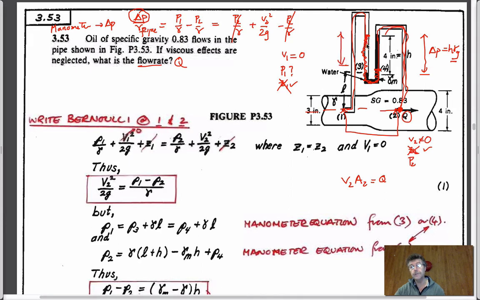This one would be higher. It just means that the pressure differential is in the opposite direction. Okay. Yes? I just don't understand why P3 plus gamma L is equal to P4 plus gamma L. I don't think that's clear. Say that again. P3 plus gamma L equals P4 plus gamma L.